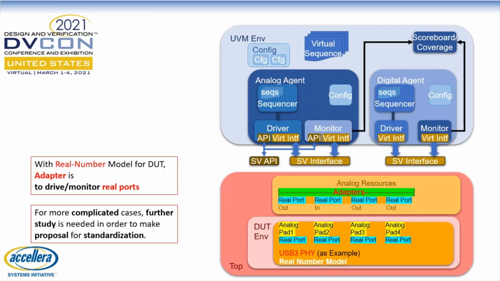In the third example, the design model is a real number model. Then the signals will be real ports. The adapter will present the signals and the related interconnections for UVM-AMS drivers and monitors to interface with the real number model in order to meet the requirement of either a digital solver or an analog solver. In this example, the adapter is to drive and monitor real ports.